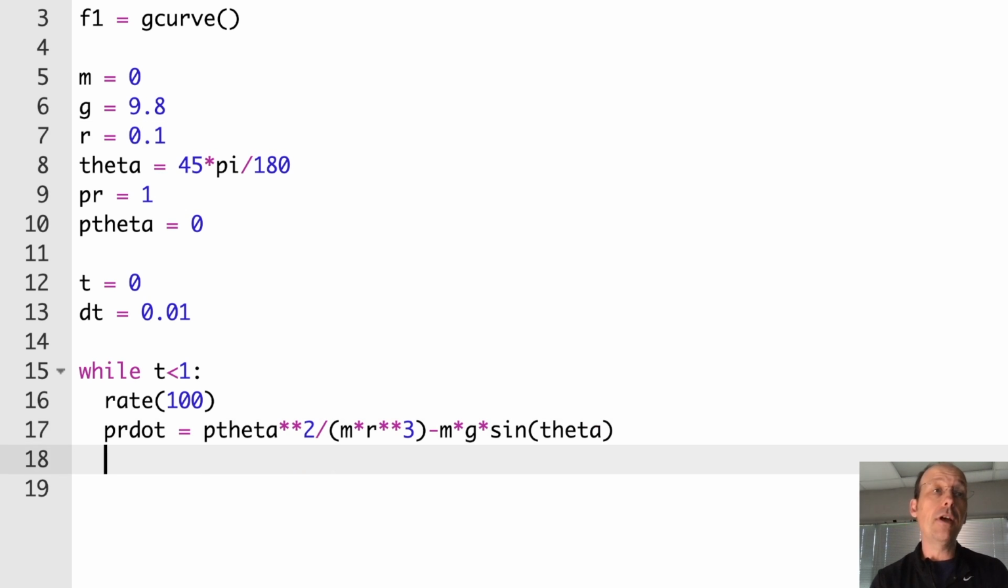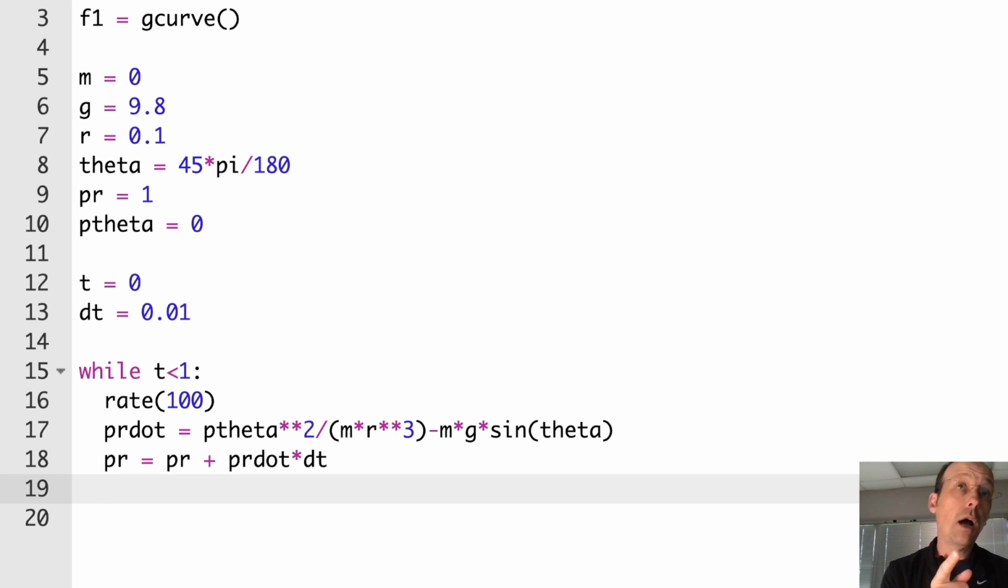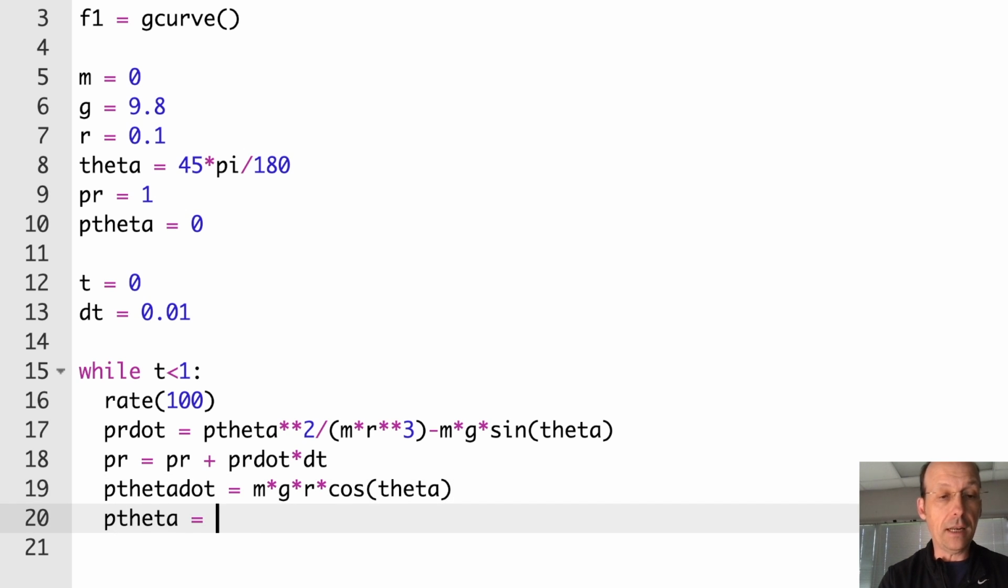Okay, so now that I have PR dot, I can update PR. So PR is PR plus PR dot times dt. That's just your standard numerical calculation. Now, let's go ahead and do the theta stuff. Let's do all the dot, the momentum stuff first. So let's update the momentum. So P theta dot, again, I have this equation. I'm looking over here. P theta dot is M times G times R times cosine theta. And then I can use that to update P theta. P theta equals P theta plus P theta dot times dt.